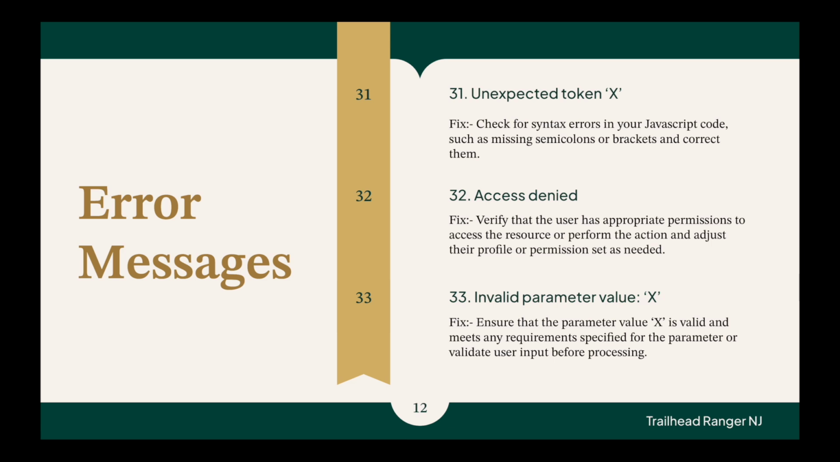Then our next error message could be "unexpected token X." This could occur for a Lightning component that has JavaScript code. So we need to check for syntax errors in our JavaScript code. We could be missing semicolons or a bracket, or have a spelling mistake, so we need to check for all of this. Then the next error could be "access denied." Obviously, as this error message is saying access denied, the correct permissions are not there.